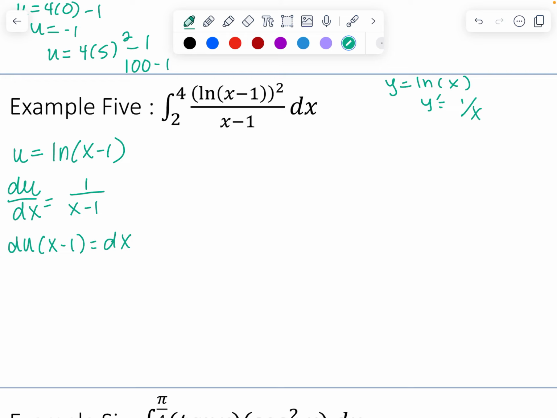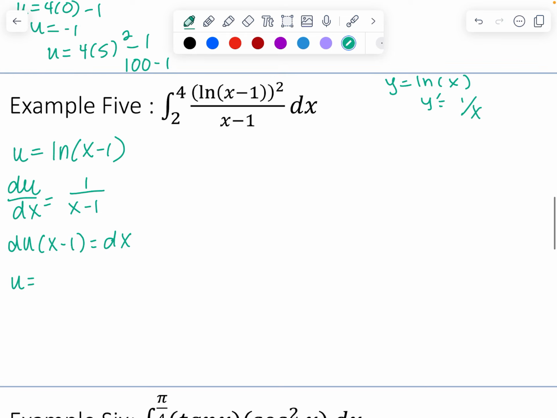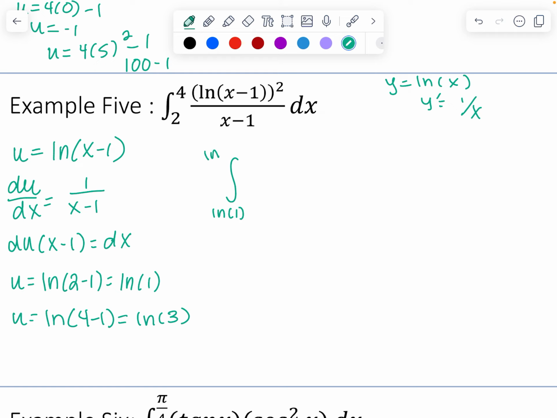Then I'm going to have to change my bounds so that they're in respect to u, not x. So I'll plug in 2 first. It'll be the natural log of 2 minus 1, which equals the natural log of 1. And I'll just leave it like that. I'm not going to simplify it right now. And you honestly shouldn't, because if you simplify it too early with the natural log, you'll round and you'll change the meaning of your problem. And this will be the natural log of 3.